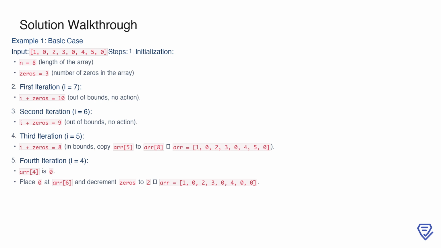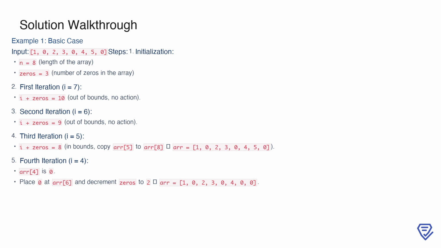Here, we begin with the first example where the input array is 1, 0, 2, 3, 0, 4, 5, 0. First, we initialize two key values: n, the length of the array, which is 8, and zeros, the count of zeros in the array, which is 3. Moving to the iterations, starting with i equals 7, we calculate i plus zeros equals 10, which is out of bounds, so no action is taken. For i equals 6, i plus zeros becomes 9, which is also out of bounds, so still no action is needed. When i equals 5, i plus zeros equals 8, which is within bounds, so we copy the value at arr[5] to arr[8].